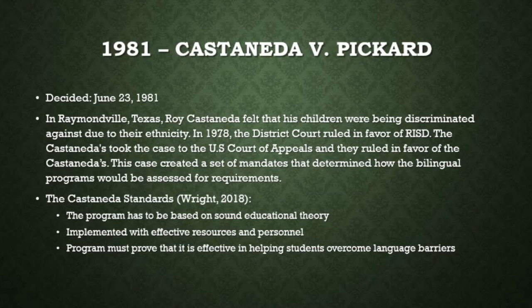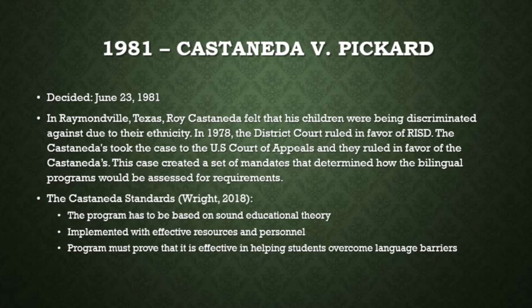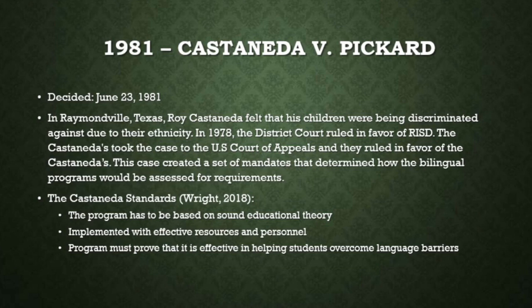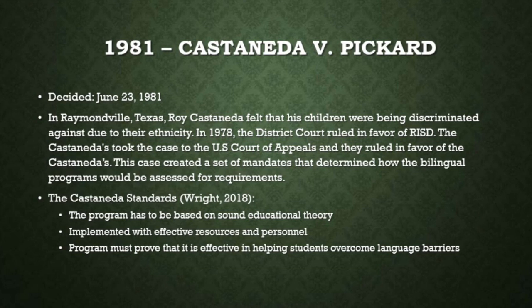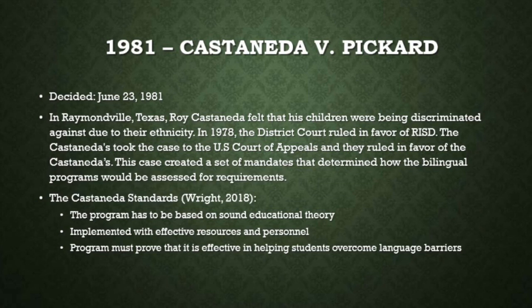The next case we're going to look at was in 1981, and it's Castaneda versus Pickard. In Raymondville, Texas, Roy Castaneda felt that his children were being discriminated against due to their ethnicity. In 1978, the district court ruled in favor of the school district. The Castanedas took the case to the U.S. Court of Appeals, and they ruled in favor of the Castanedas. This case created a set of mandates that determined how the bilingual programs would be assessed for requirements.